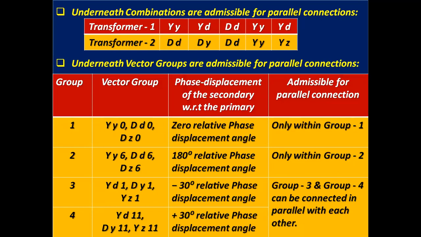Now, underneath combinations are admissible for parallel connections. Transformer 1 and 2: transformer 1 star star, transformer 2 delta delta. It is admissible to connect in parallel. Star delta, delta star, delta delta, delta delta, star star, star star, star delta, star Z, that is zigzag transformer.